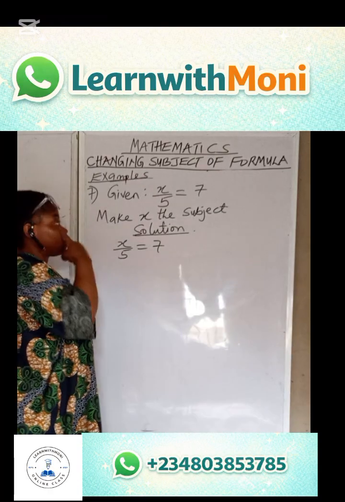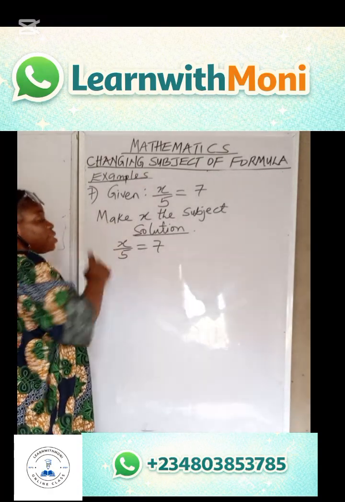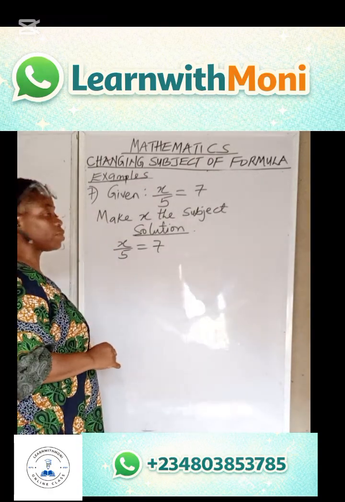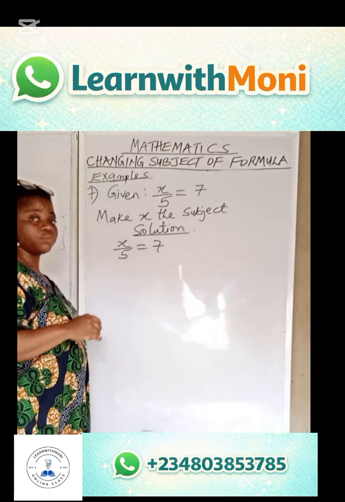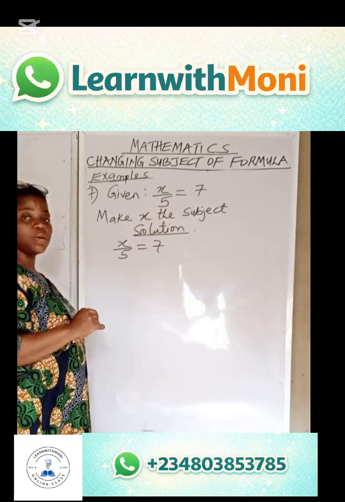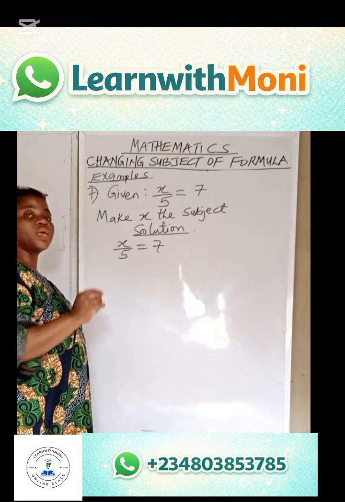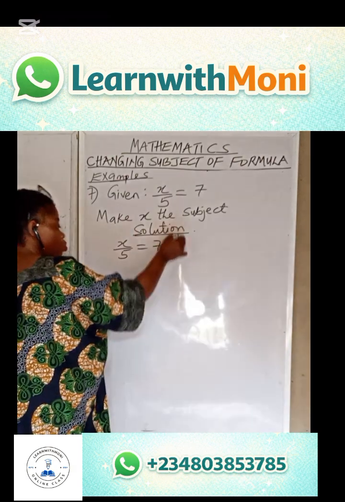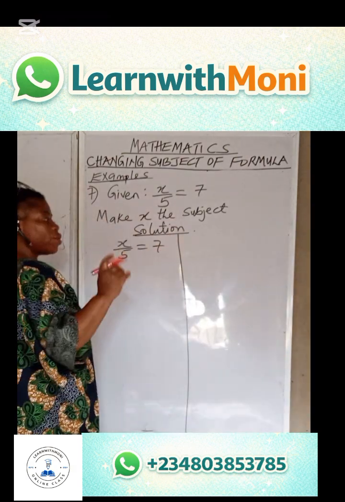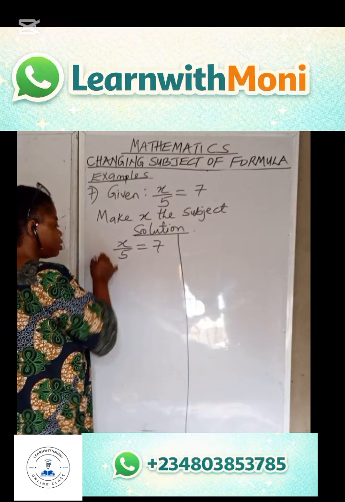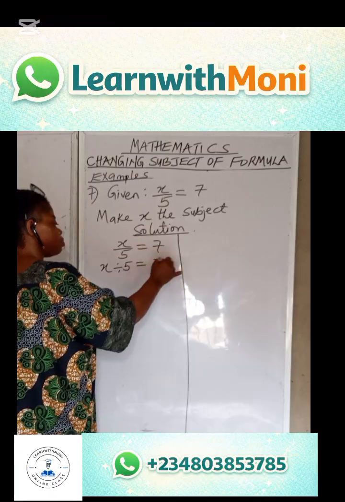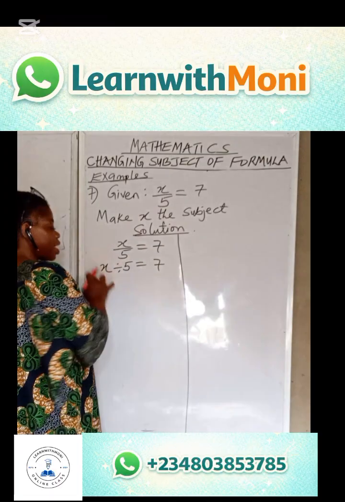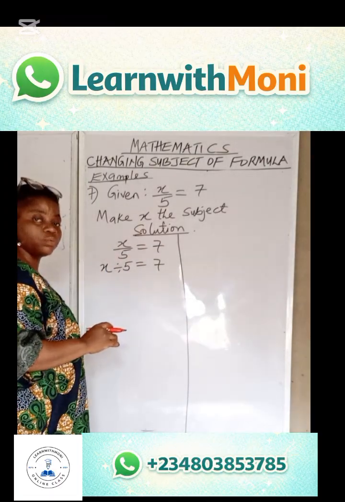This is another example. X divided by 5 equals 7. There are two ways of going about this, and both of them are correct. I want to go by the first method. This is X divided by 5 equals 7. I desire that X should be standing alone.